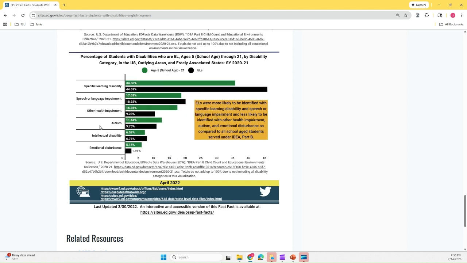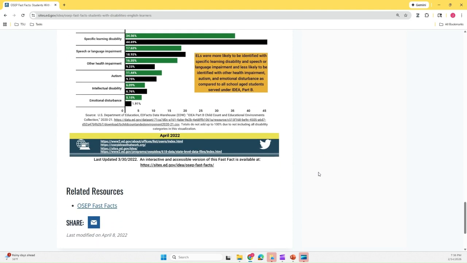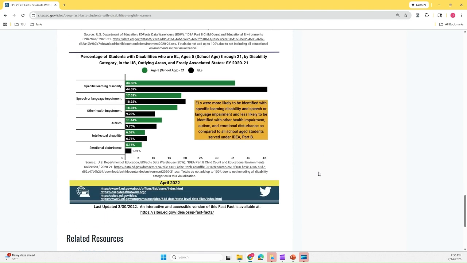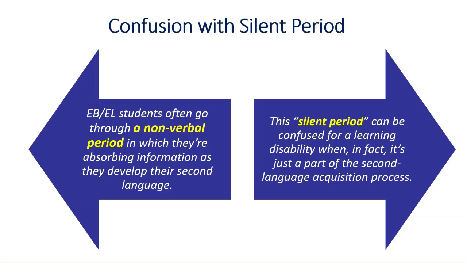So these patterns suggest that the language learning process may sometimes be misunderstood and interpreted as a disability rather than a developmental stage. So, I really encourage you to explore this webpage when you have time and think about what other insights you can gather from these statistics. And consider what they might mean for your future classroom and how they connect to equitable identification practices. Now let's come back to our slide.